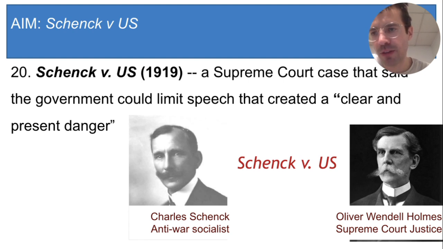In this case, Schenck v. US, Schenck argued that he had a right to pass out his pamphlets because he was simply exercising his freedom of speech, the First Amendment. But the Supreme Court ruled against him, and in doing so, they created an important rule that is still used today to decide when the government is allowed to limit citizens' free speech. And this rule is called the clear and present danger rule. The clear and present danger rule says that citizens are not allowed to say things that create a, quote, clear and present danger to the well-being of the country.